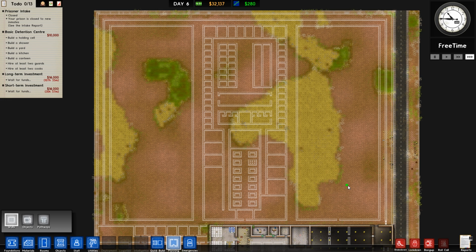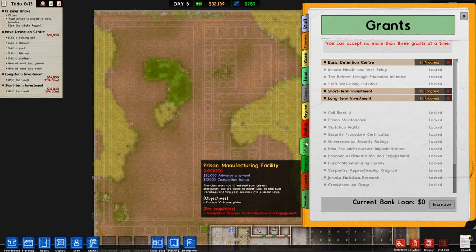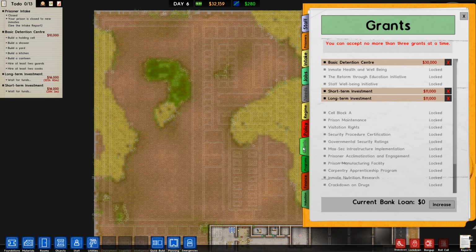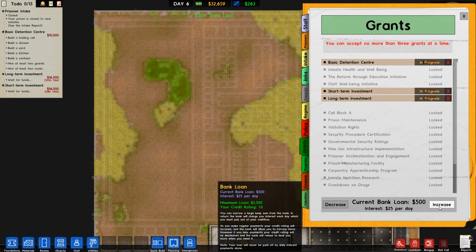So what I'll probably do is just wait a little bit of time until those grants are done, and then allows us to crack on with some building. It's doubtful that we will build that in one go, because that's going to be a 60,000 plus change thing. However, what we will do is go ahead and I think increase our loans. So if we go over to, where is it? Grants. You can increase your bank loan.